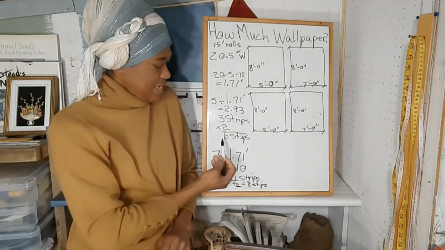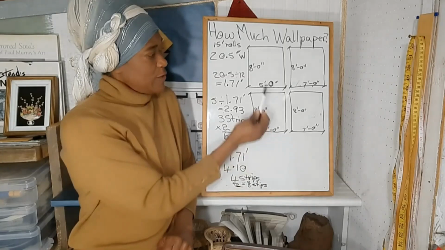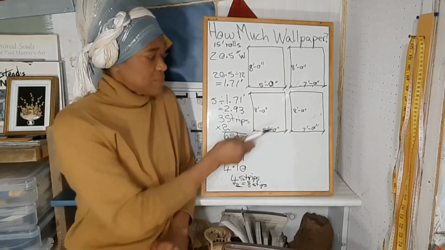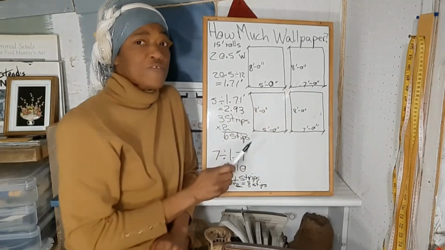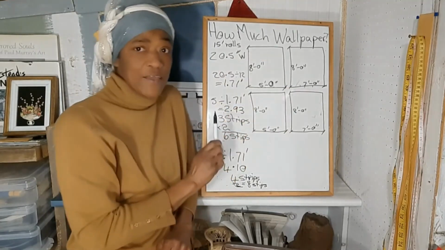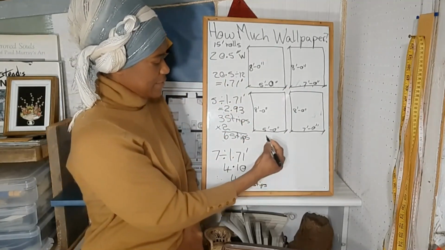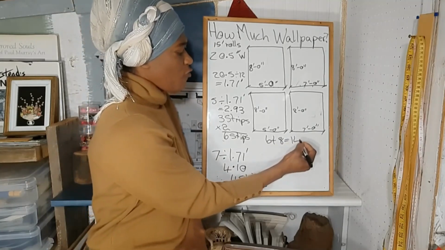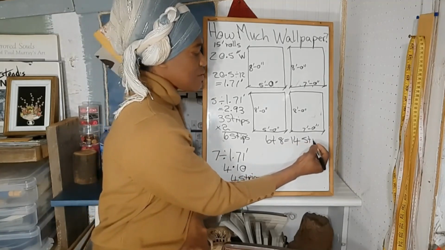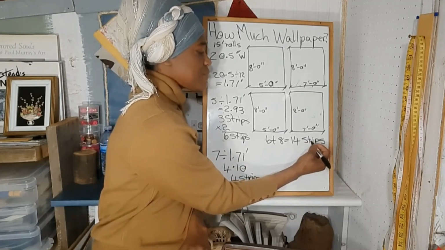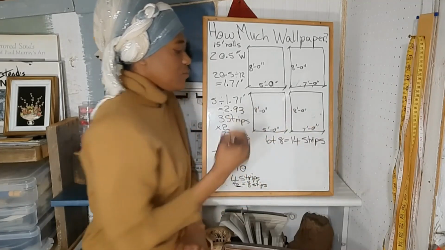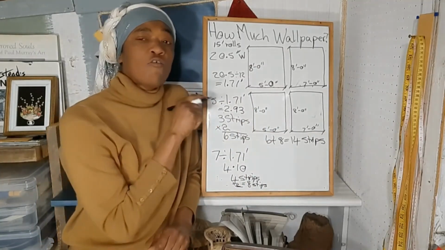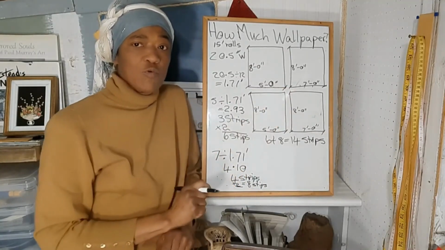Therefore, we need 6 strips for the 5 feet walls and 8 strips for the 7 feet walls. So for the entire room, we need 6 plus 8 equals 14 strips. We need 14 strips of wallpaper to go around the entire room.